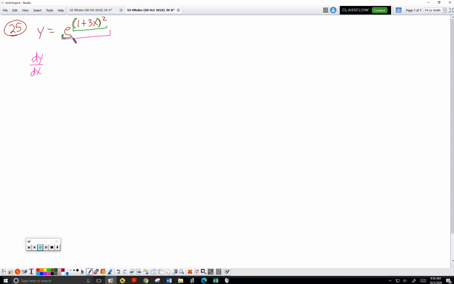So the E rule says I get E to that same something, multiplied by d/dx of the something.